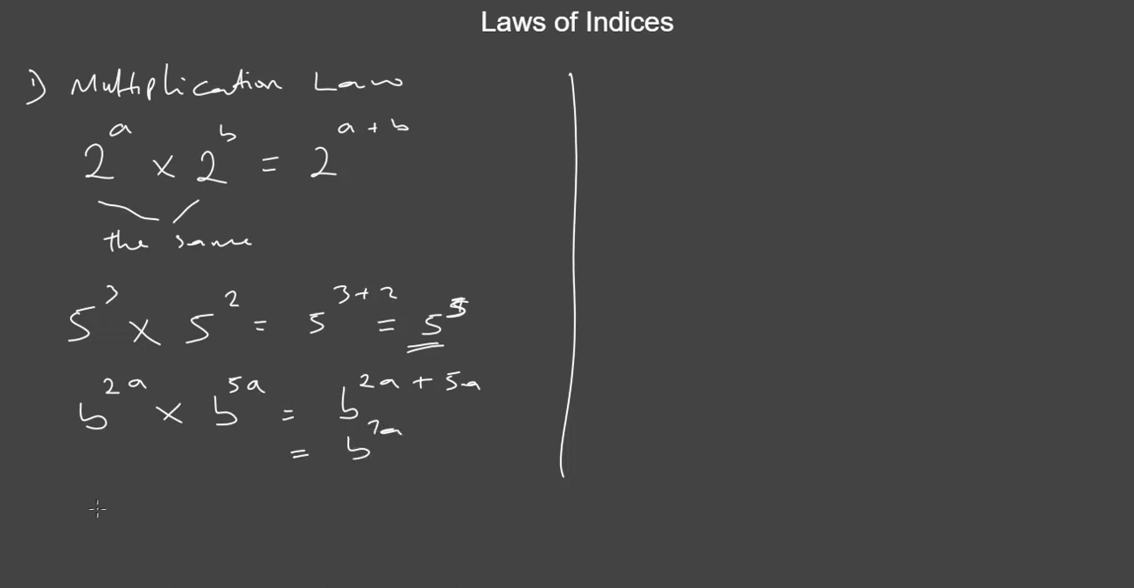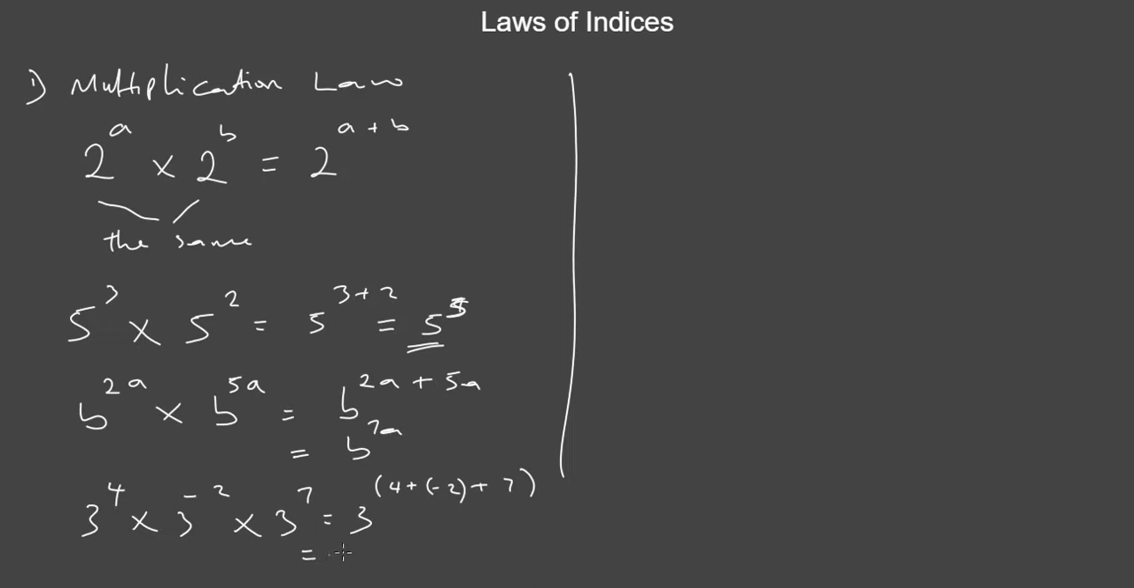Now lastly, let's look at this example. What if you have something like 3 raised to the power of 4 times 3 raised to the power of minus 2 times 3 raised to the power of 7? So what do we do here? You take one of the bases, which is 3, you add up all the powers. That's 4 plus minus 2, then plus 7, right?